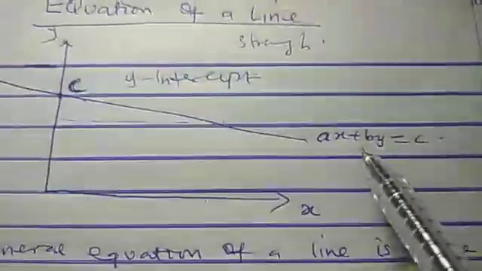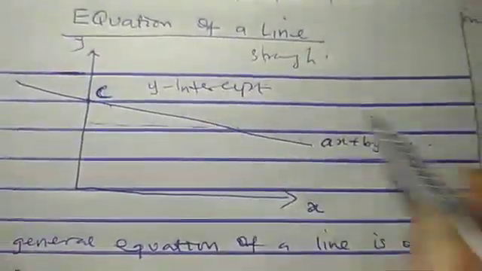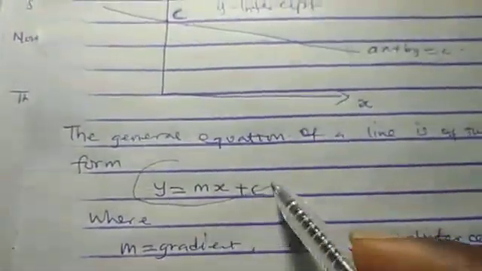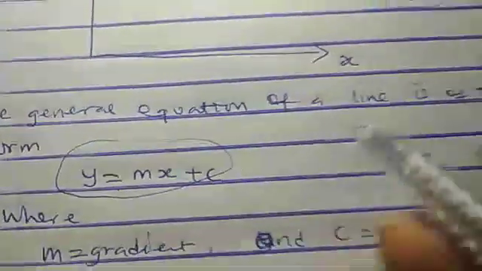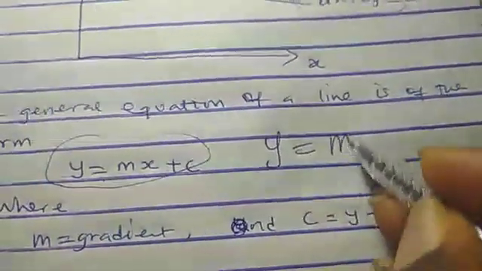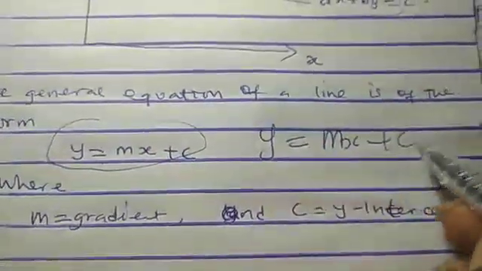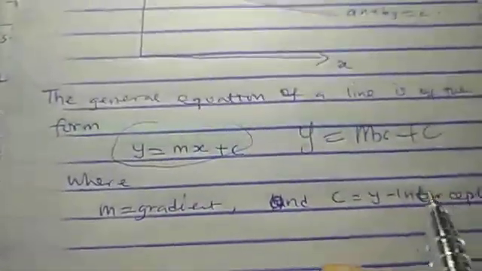Now, this is equation of a line. This is how it looks like. That is a linear equation. Now, the general equation of a line is of this form. This is the general form of a linear equation. y is equal to mx plus c. y equal to mx plus c. So this is the general equation of a line.